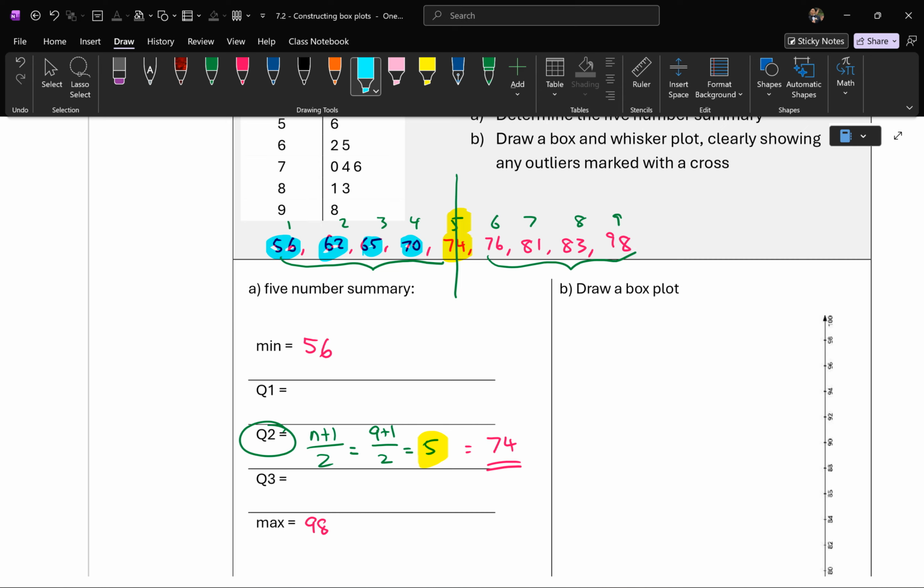5 divided by 2 is 2.5. 2.5 tells you it's in the middle of 2 and 3. So when you use the rule, it says 2.5. It tells you it's the middle of the 2nd and 3rd numbers, which really is the middle of 62 and 65. Now, how do you find the middle of 62 and 65 again?